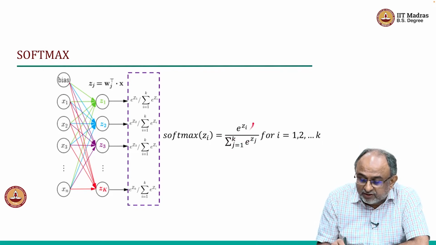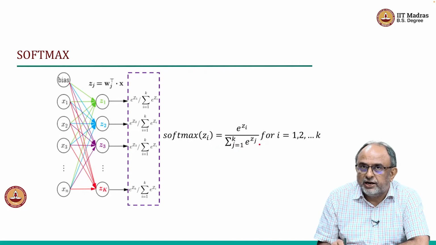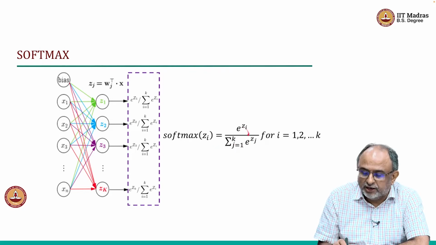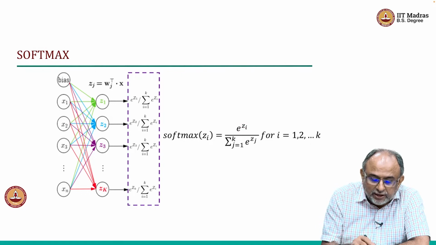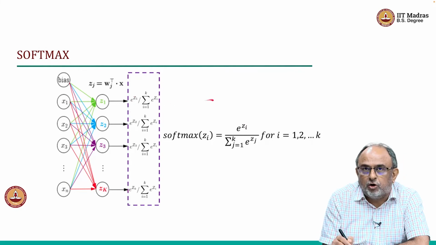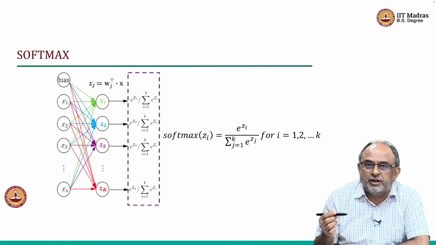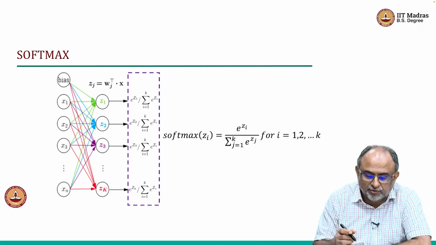Now this number is non-negative, right? I am adding non-negative numbers here, so all of these are non-negative, and this is also non-negative. In the denominator, e to the power of z1 will be one of the quantities, because I am adding e to the power of z2 and all the other quantities, which are all non-negative. So they will be either 0 or some positive number, right?